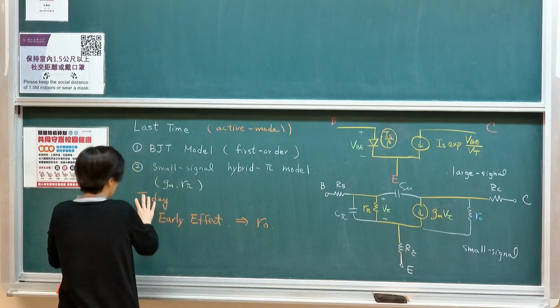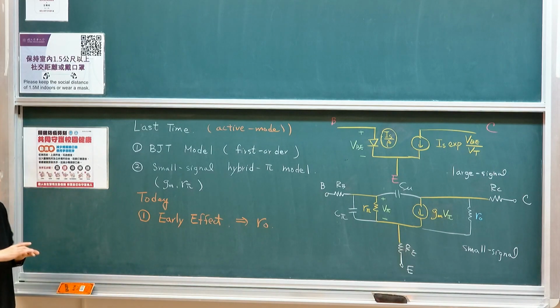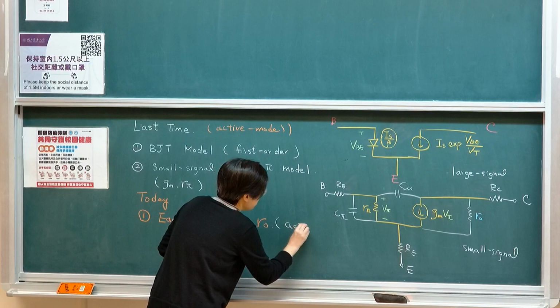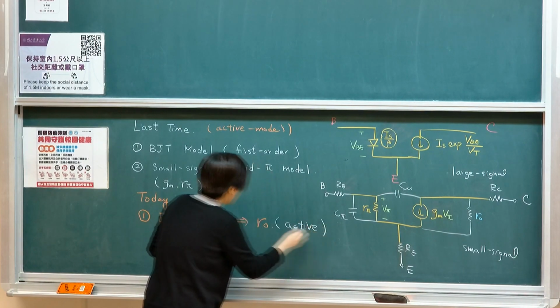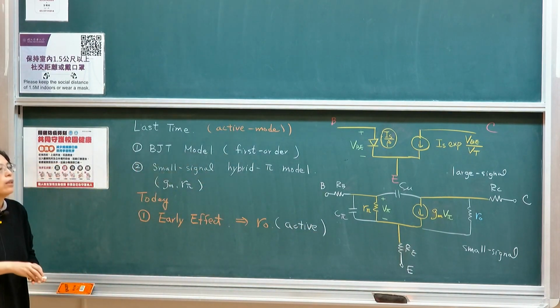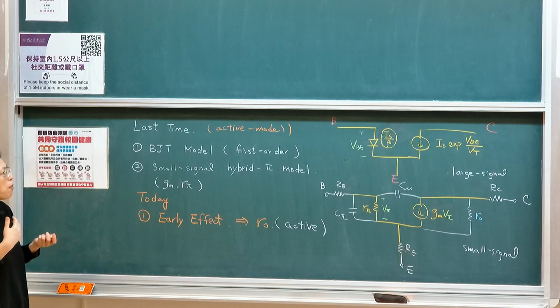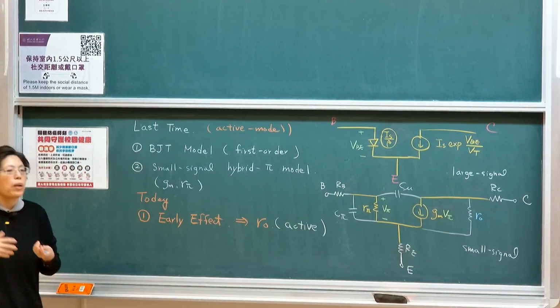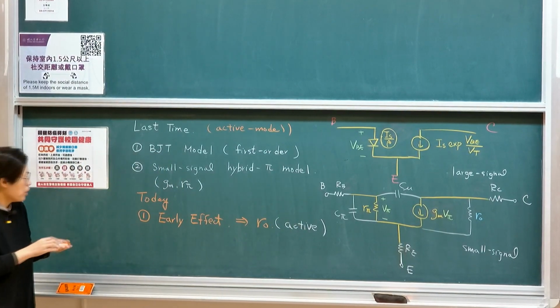So what we're going to do today is first start with these. This is also still in active mode. All of the above are talking about devices, especially NPN transistors, in active mode. So these are also only valid when a device is operating in active mode.